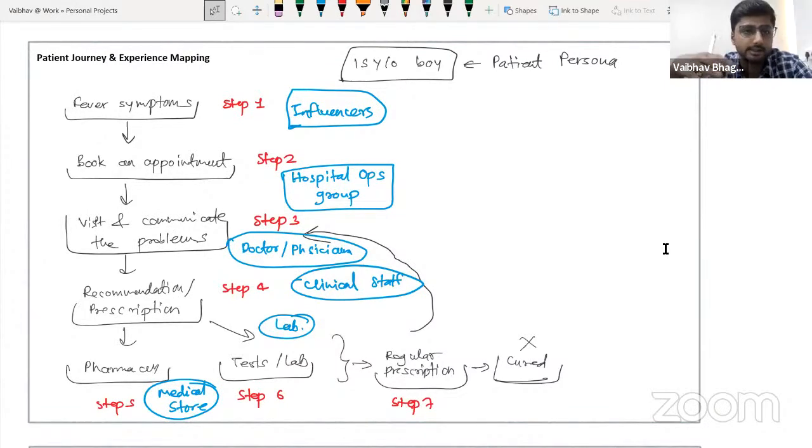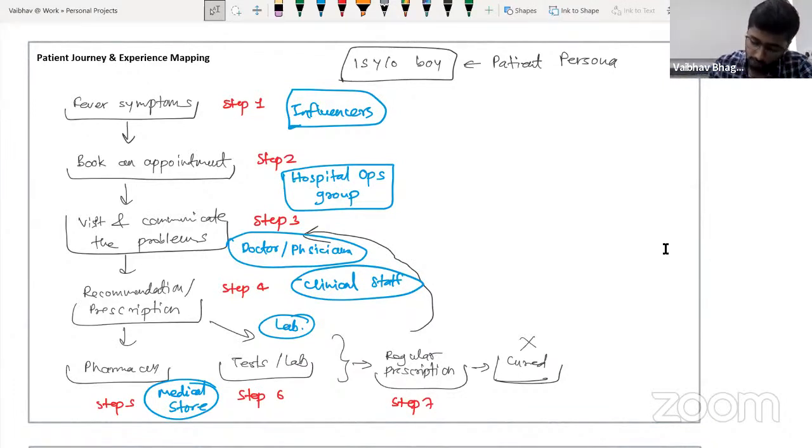in the entire patient journey. So this is how you identify the stakeholders. You list out all the steps and you find out who all will be involved in those steps, directly influencing or directly affecting the patient's journey at the respective steps.